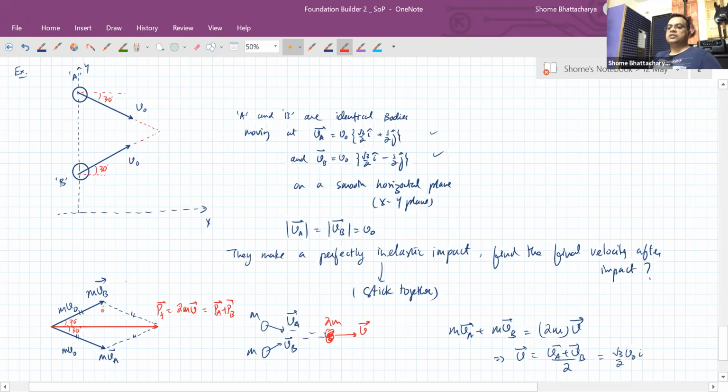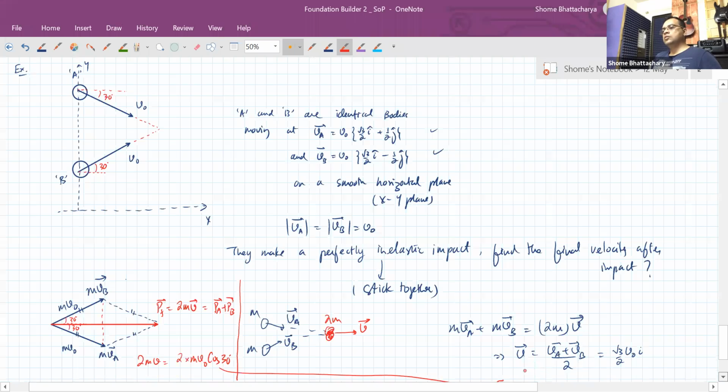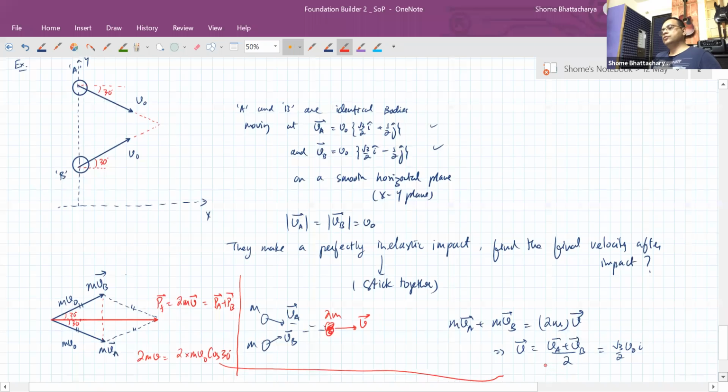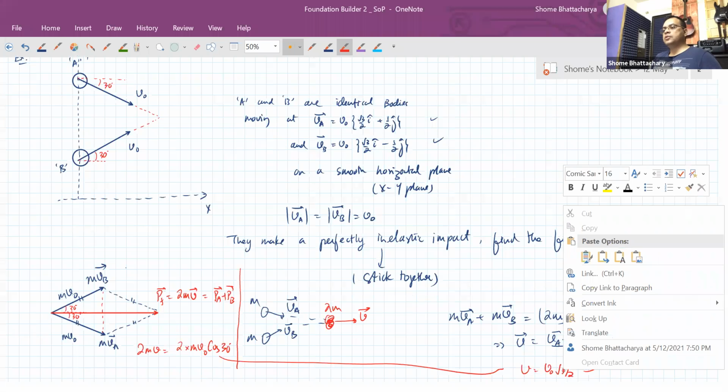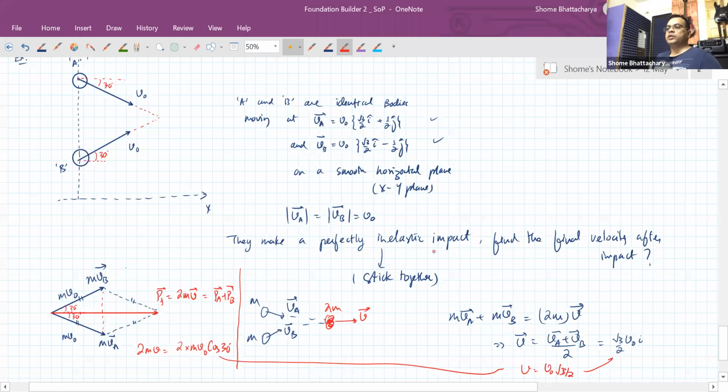If you just apply that vector geometry, you can see here that 2mv will have a magnitude of 2 times m v naught cos 30. So from that you will get the same result, that V has a magnitude of V naught root 3 by 2. And the direction you can check from the diagram. It is along the angular bisector of these two momenta, which is nothing but our x-axis. So this is a very basic level application of momentum conservation in 2 dimensions to solve an oblique collision.